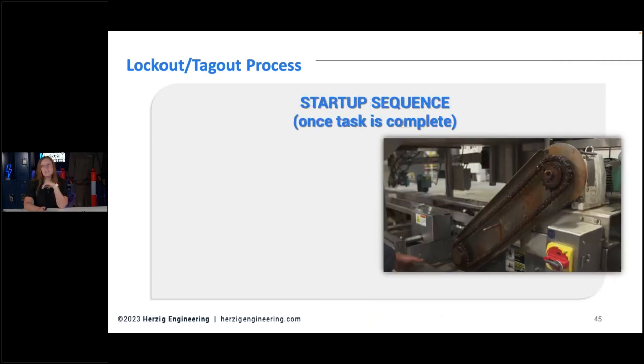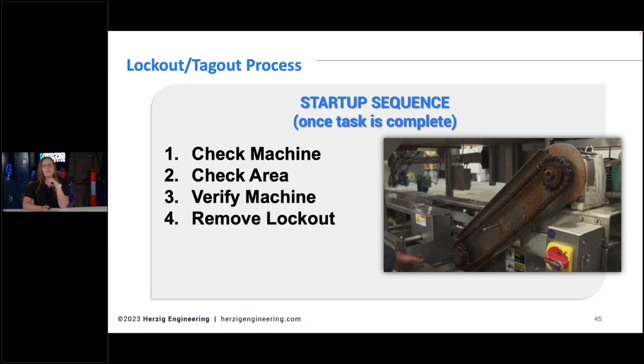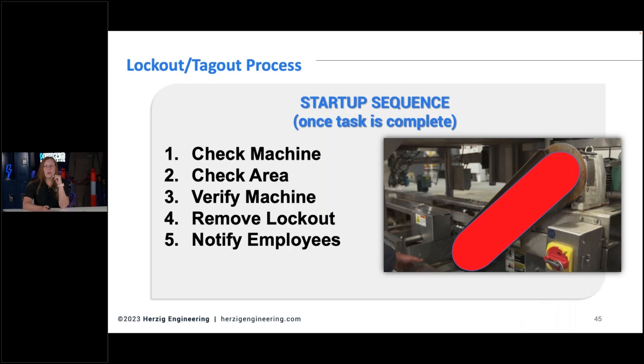And then once it's done, you check the area, you check the machine, make sure that nobody's in the danger zones, that there's no tools or equipment left, that guards are in place. I guess I'm getting ahead of myself, but there we go. Then you can remove the lockout tagout, notify employees, and turn it back on.